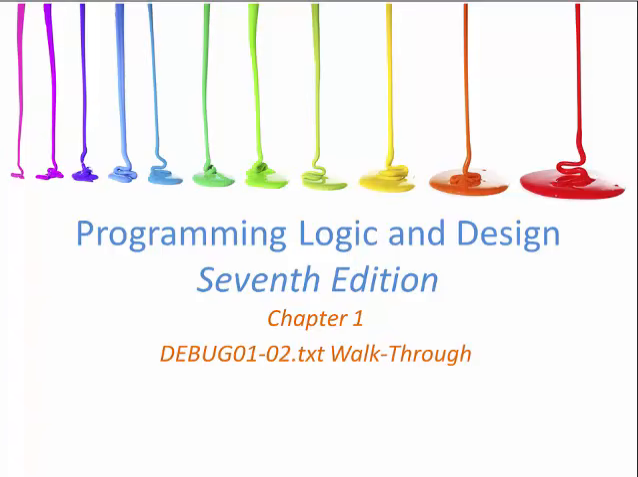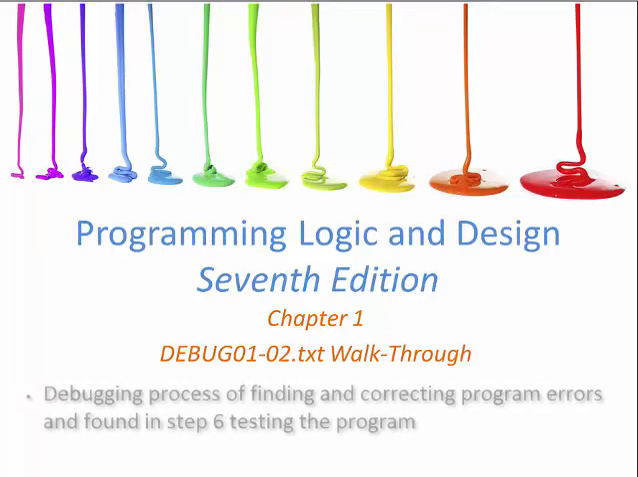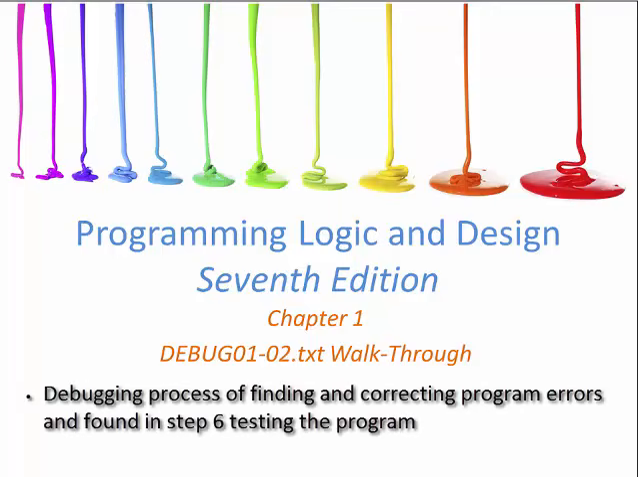In this section, I'm just going to show you how to debug a program. It's a bit of a walkthrough of the second one of Chapter 1. To understand how to debug, we first need to know what debugging actually is. Debugging is the process of finding and correcting program errors, which is found in step 6 of testing the program.